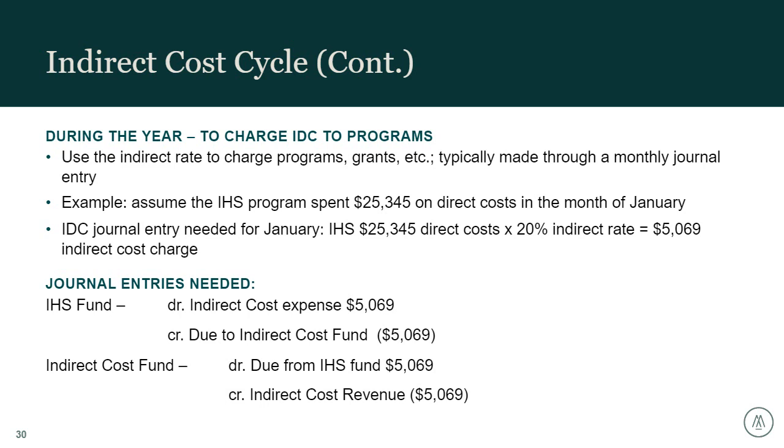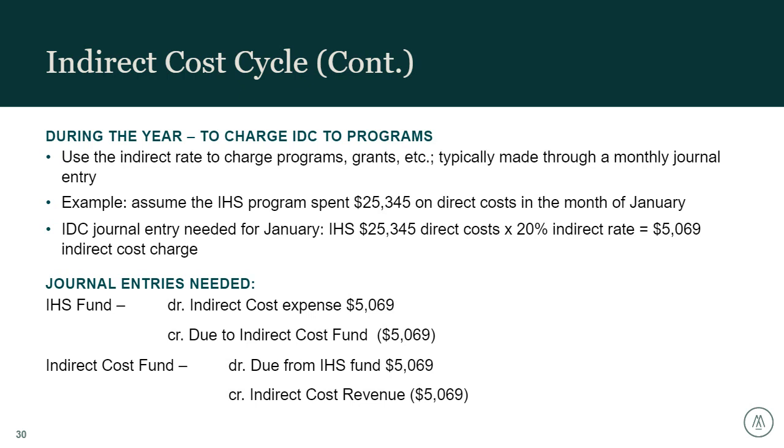Let's look at an example. Let's assume that we have the Indian Health Service Program, and that program spent $25,345 during January on direct cost. Considering that we calculated an indirect cost rate of 20% in our previous slide, the indirect cost journal entry that we need to record for January would use this direct cost of $25,000 multiplied by the 20% indirect rate. We will get a total of $5,069 of indirect cost charge.